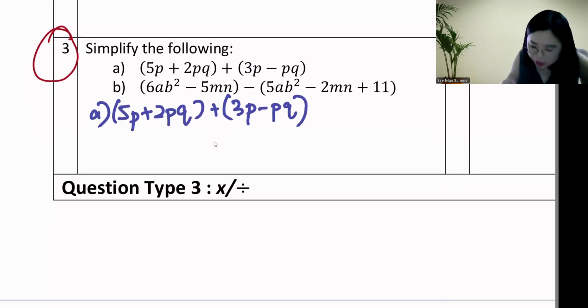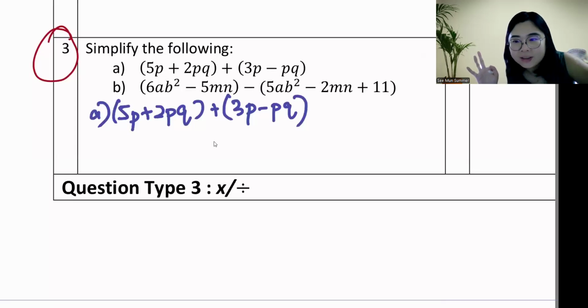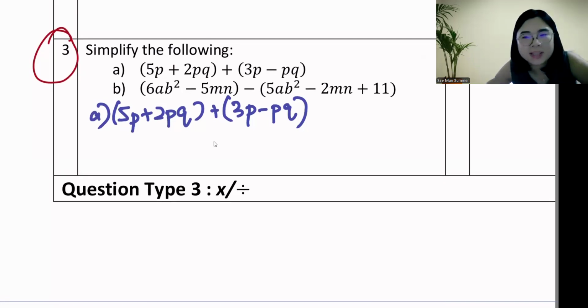So let's do it together. Is anyone of you not from my class previously? Just wondering, I want to make new friends. Okay, some of you I know. Are you from another class? Okay, never mind. No matter which tutor you're from, it's okay. We just make friends and study together.